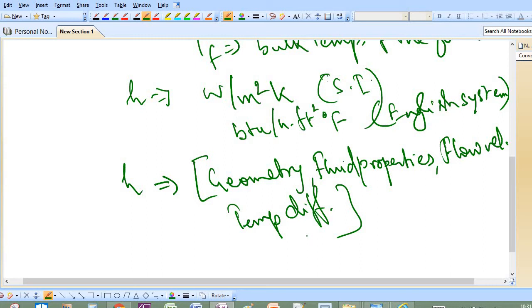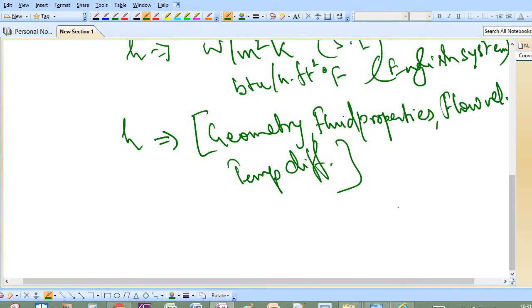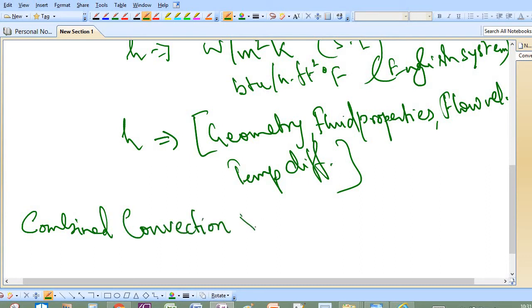So now we demonstrate a combined example of conduction as well as convection and derive an overall heat transfer coefficient for both of these cases as a single phenomenon. In a single system, both phenomena are happening. So, combined convection and conduction and overall coefficient.